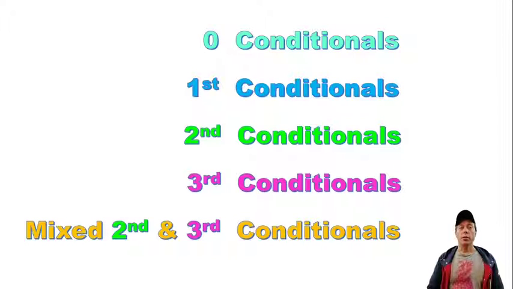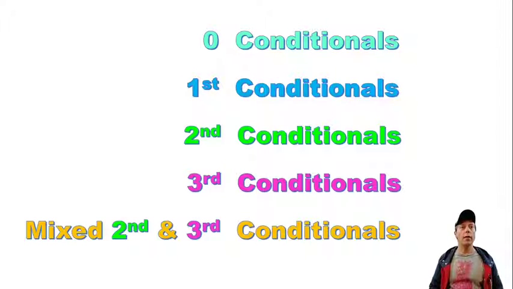So we've got the zero conditional as well, which is for situations that are laws, facts, general truths. The first conditional is for real situations, things that happen in time and in place. Second conditional are imaginary situations in the present or future. The third conditional are imaginary situations just in the past. And then mixed conditional, second and third, are imaginary situations with both cause in the future or past and the effect either in the future or the past. So sometimes we have to mix them together.